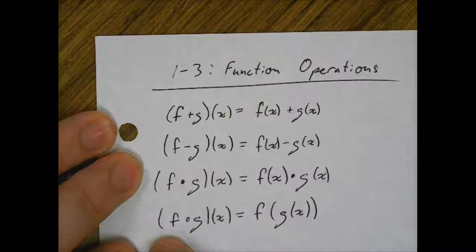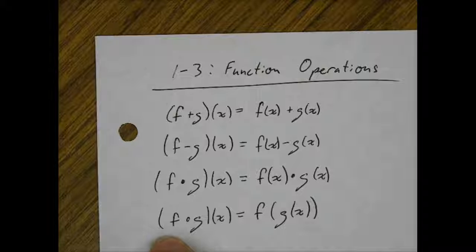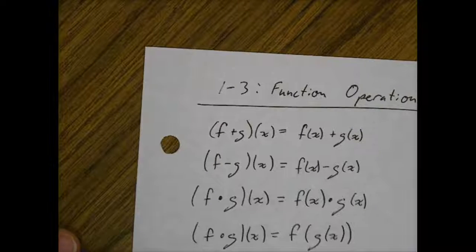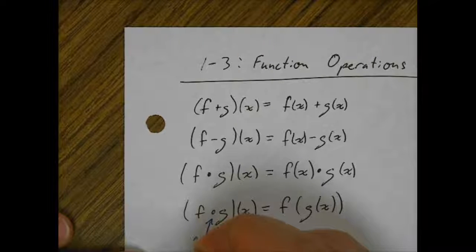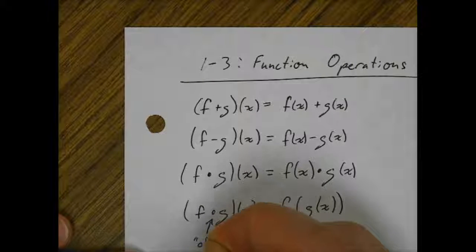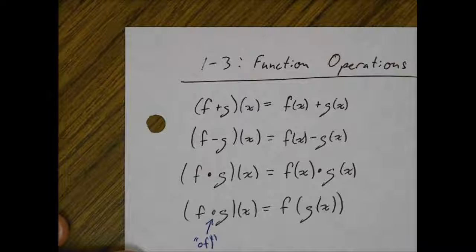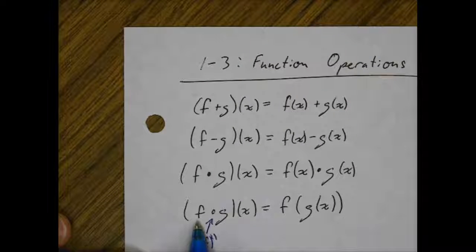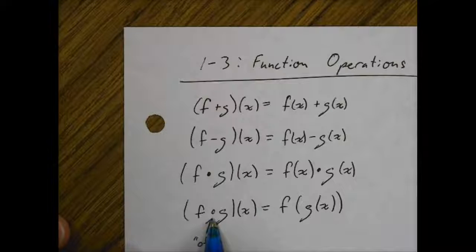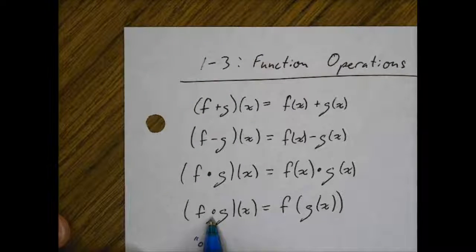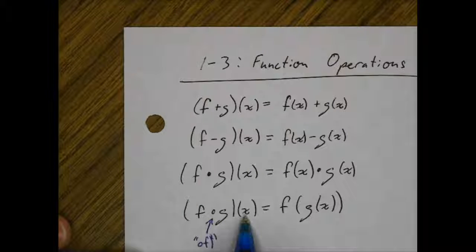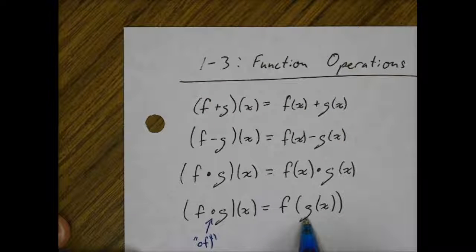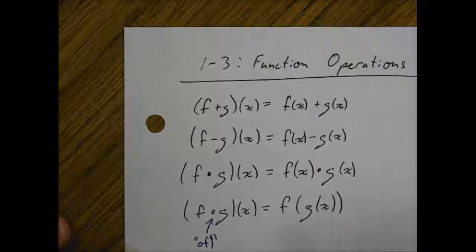And this one right here is kind of weird. It's a new one. This is read f of g of x. It's a little open circle right there, like an open multiplication type thing, but it's not really multiplication. So this will read f of g of x. I'll show you how this works in just a minute.